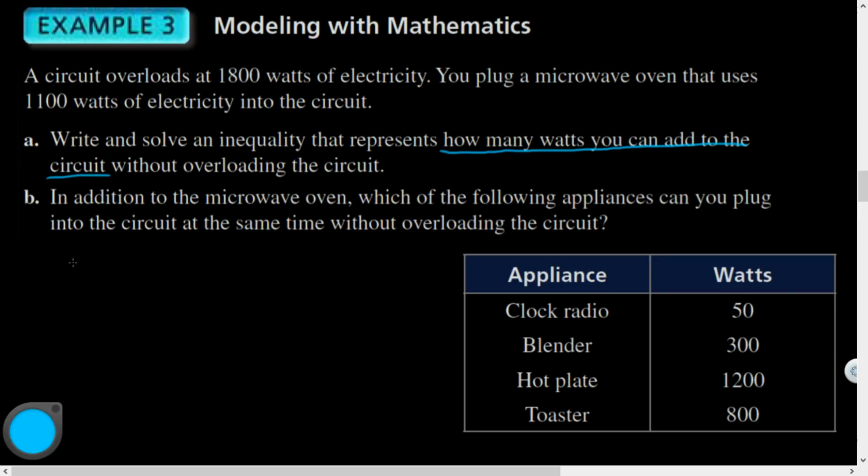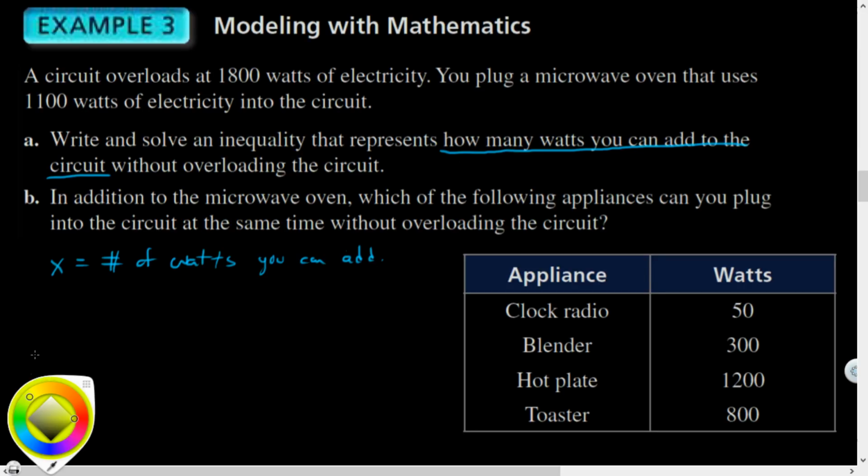So my variable, I'll say x equals number of watts that you can add. Bam. All right. So that would be my variable. And instead of E for equation, it's going to be I because I'm going to write an inequality here.